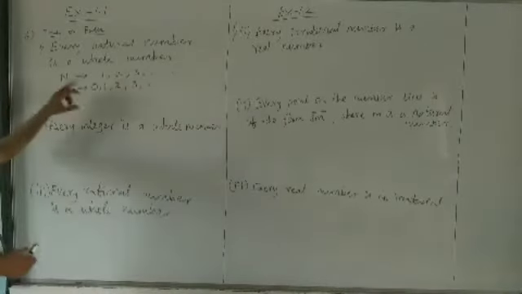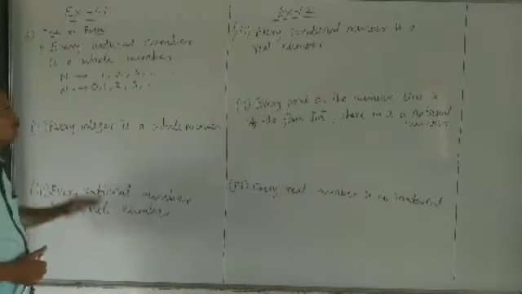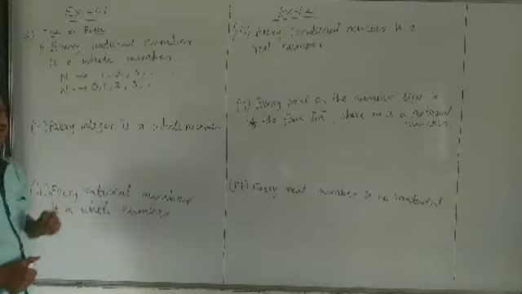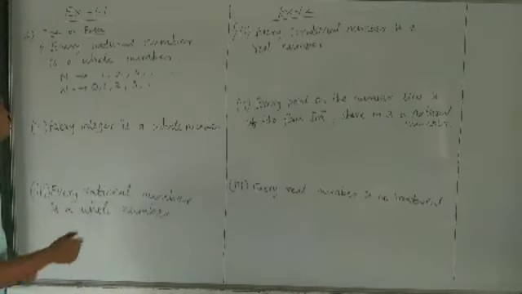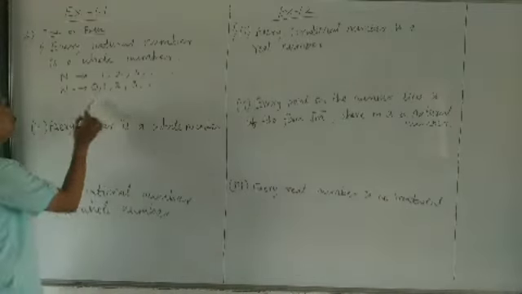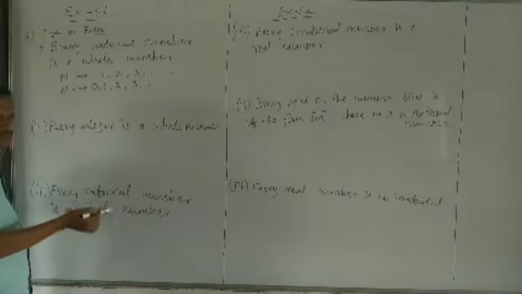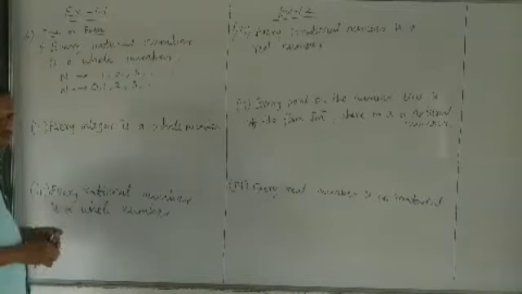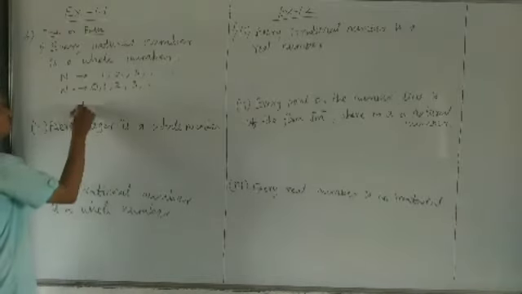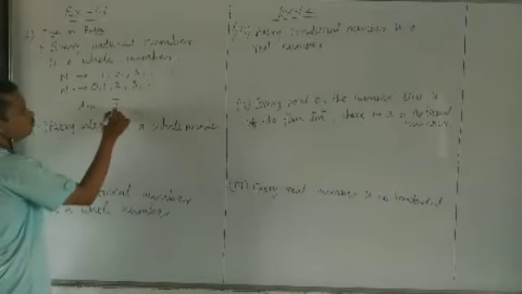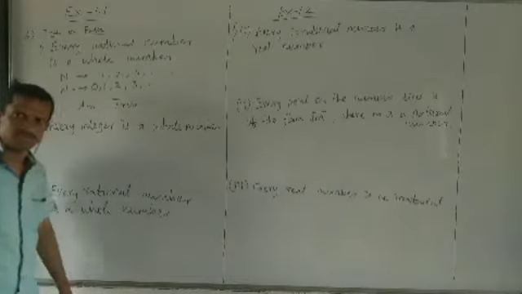Therefore, by comparing this, what I have written, can you say true or false? Because natural number is 1, 2, 3, so whole number also has 1, 2, 3. So every natural number will be a whole number. So what is the answer? True. Can you understand? Okay.